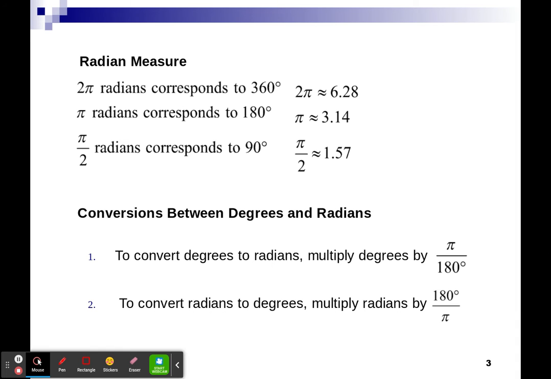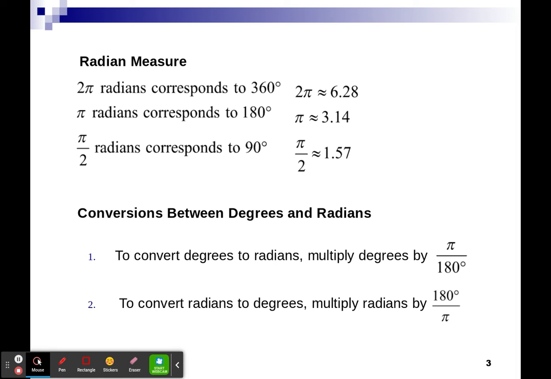Some common angle measurements that you'll see: 2 pi radians corresponds to an angle of 360 degrees. We know that 360 degrees would mean rotating all the way around the circle one full time. So 360 degrees is equivalent to 2 pi radians. Pi radians, and we know that pi is 3.14, is equivalent to 180 degrees. Remember, 180 degrees would be half a rotation, going around half the circle. Pi over 2 radians corresponds to a 90-degree angle, and so on and so forth.